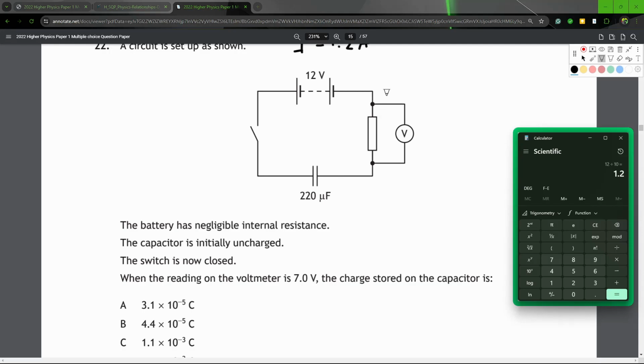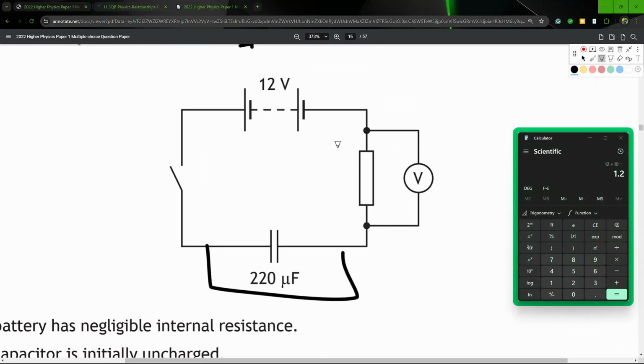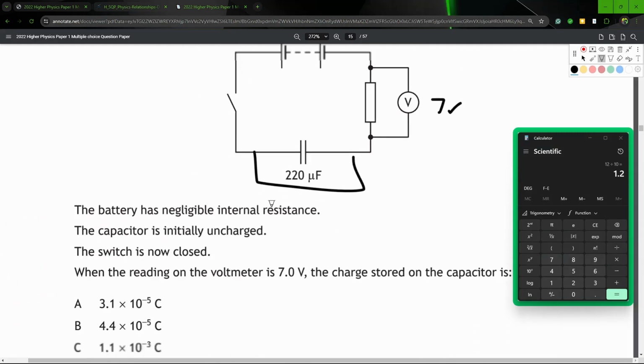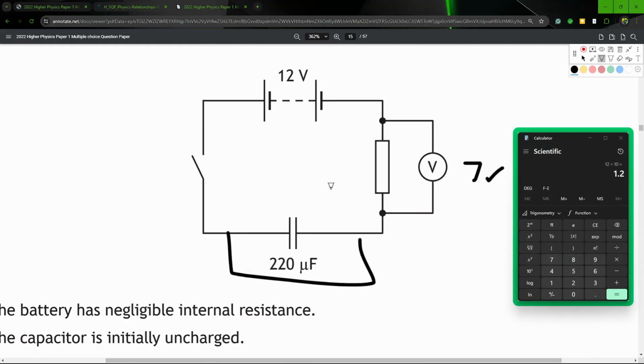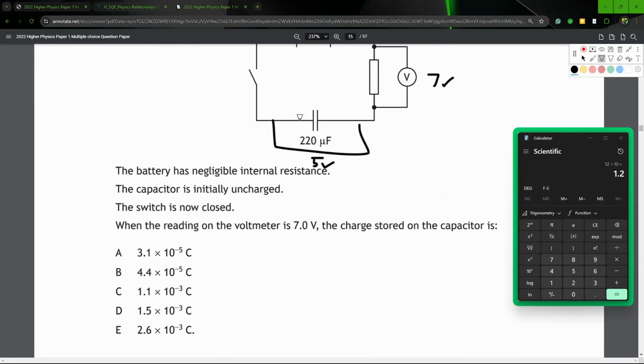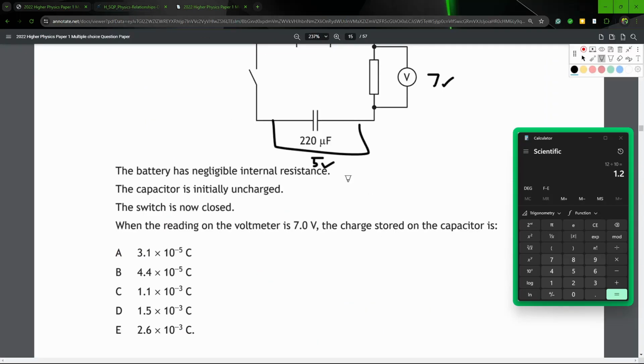So again, this is a series circuit. So that means all the voltages across here will have to add up to 12. So if this is 7, then the voltage across the capacitor has to add up to 12. So that means it must be 5 volts. And then we have voltage, and we also have capacitance. So it's looking for charge, isn't it? Yeah, charge on the capacitor.